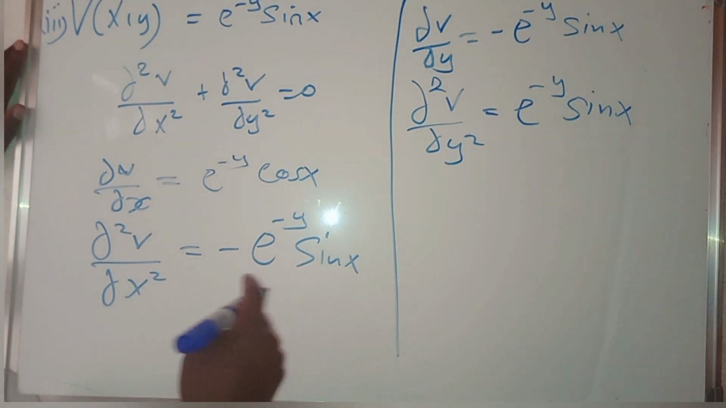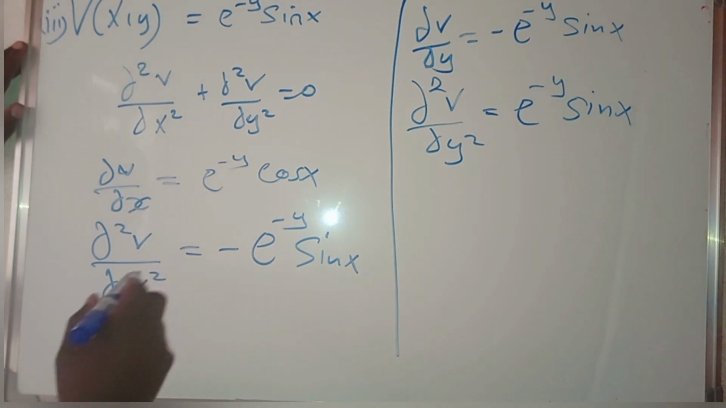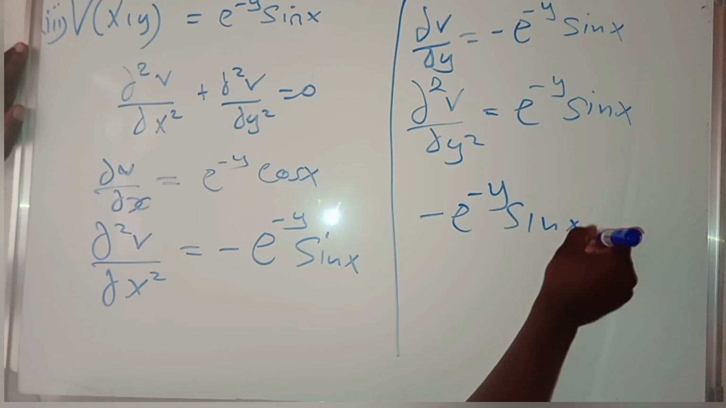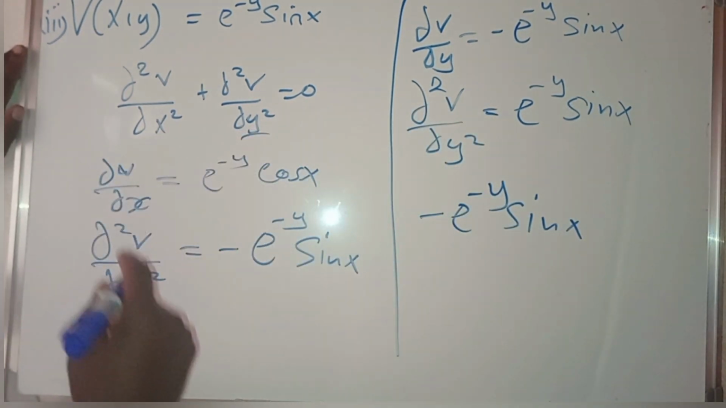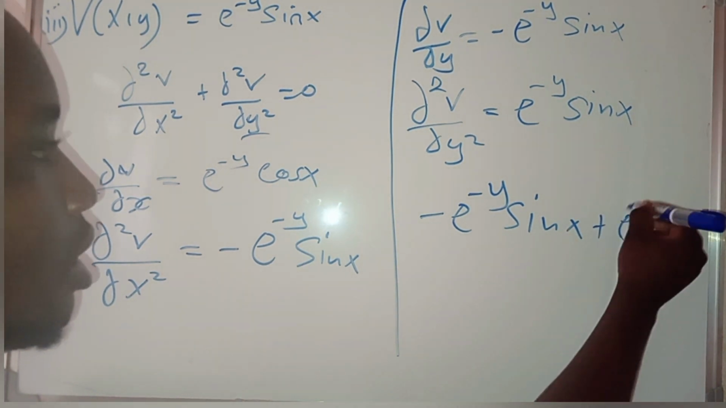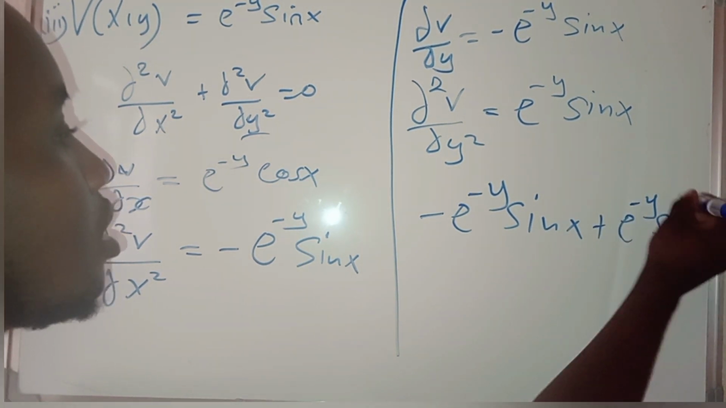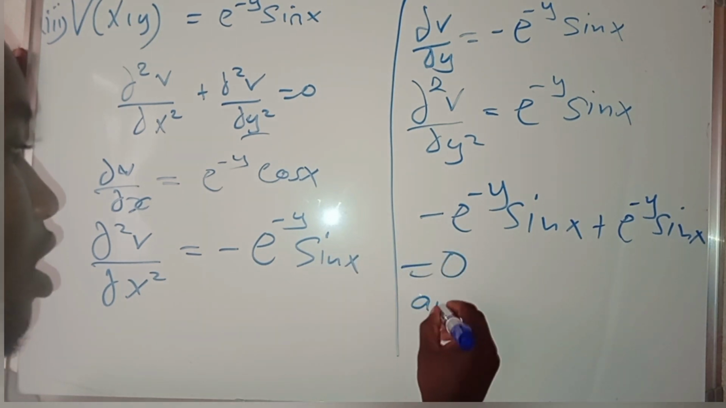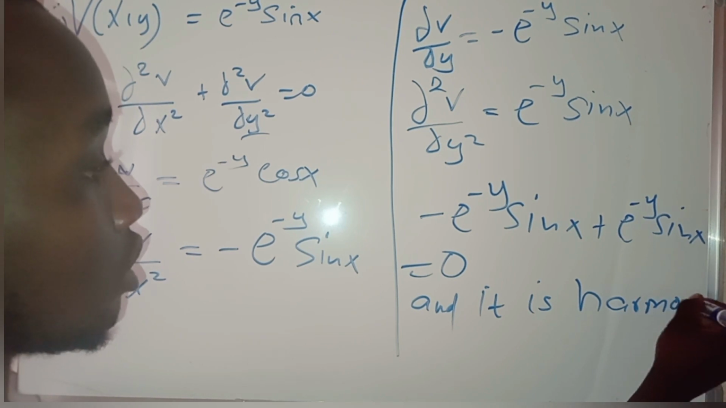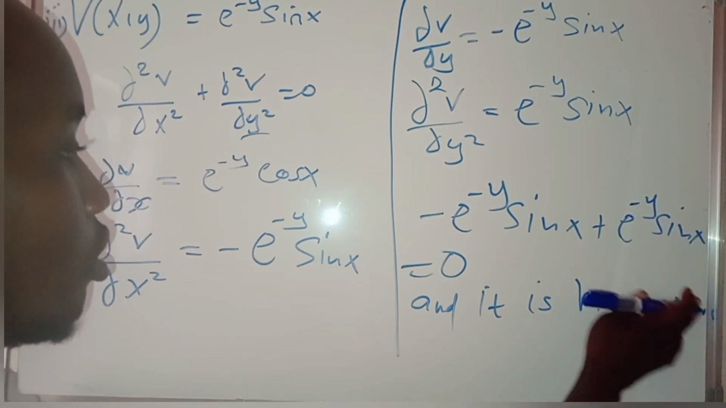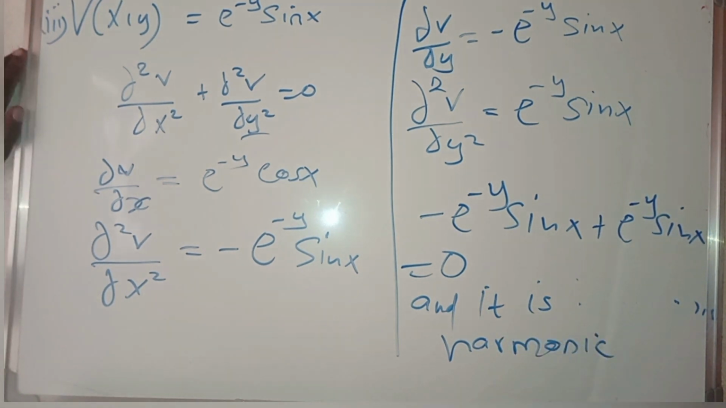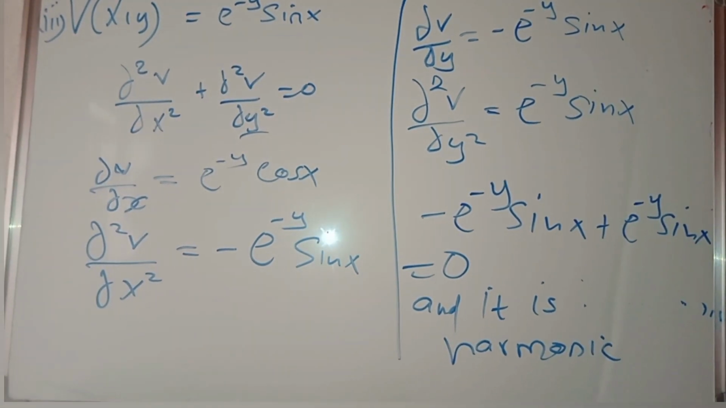So the second partial derivative of v with respect to x is minus e to the minus y sin x, plus the second partial derivative of v with respect to y, plus e to the minus y sin x, is equal to 0, and it is harmonic since it satisfies the Laplace equation.